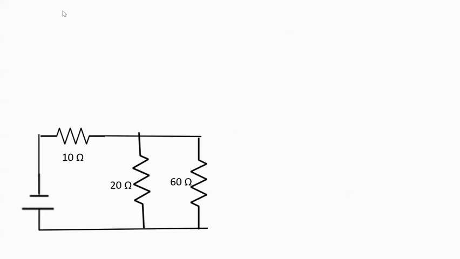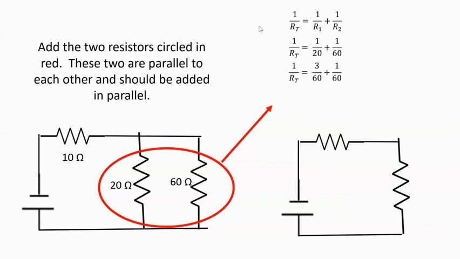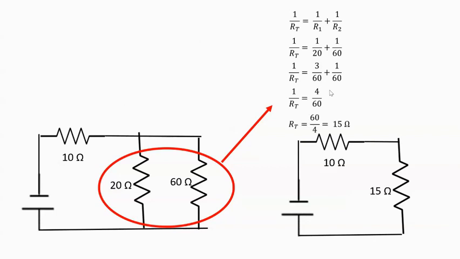Here's another example, and this time it's going to be easier to combine these two parallel resistors and make them into one, and then treat the circuit like a series circuit. So adding these two together, you have to add them in the parallel way. 1 over 20 plus 1 over 60, we'll have to change the denominators to be both 60. So you multiply this one by 3, so you can get 60 on the bottom. 3 over 60 plus 1 over 60 is 4 over 60. Flip that over, you get 60 over 4, which would be 15.